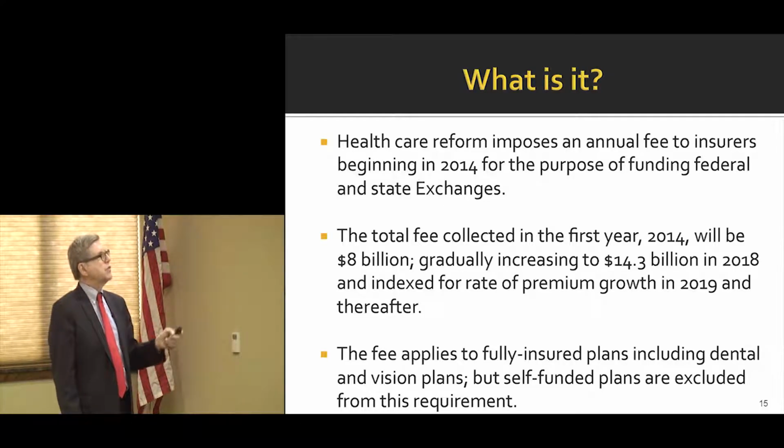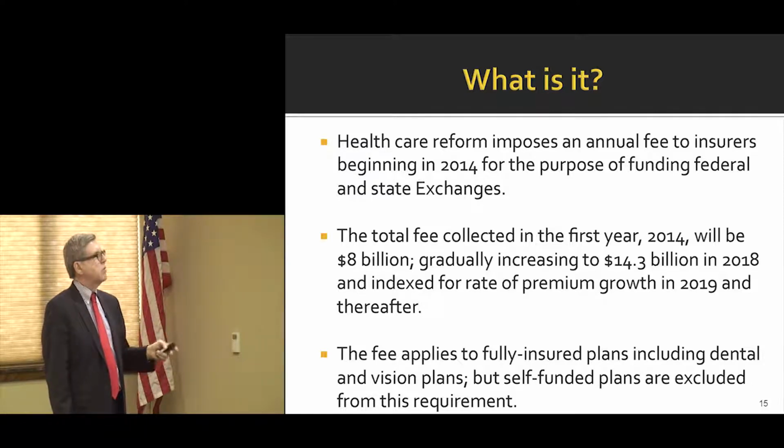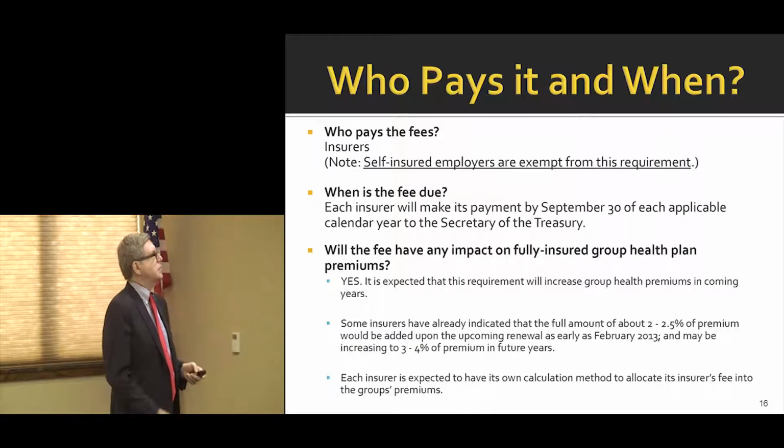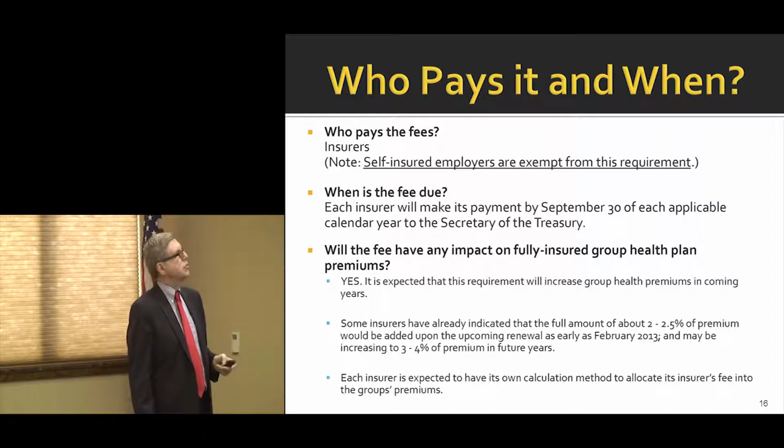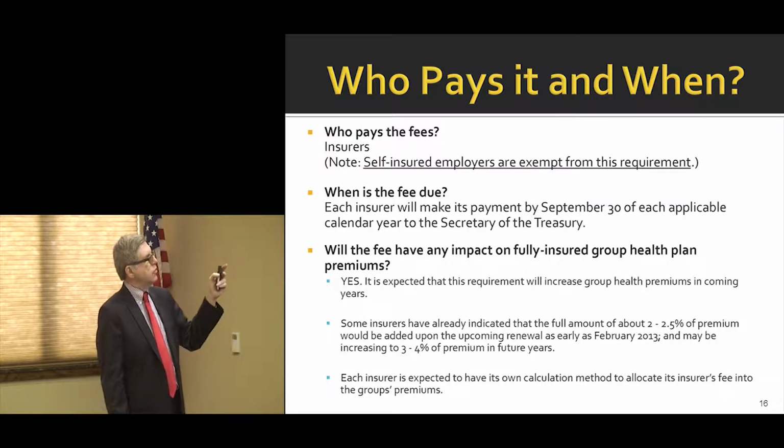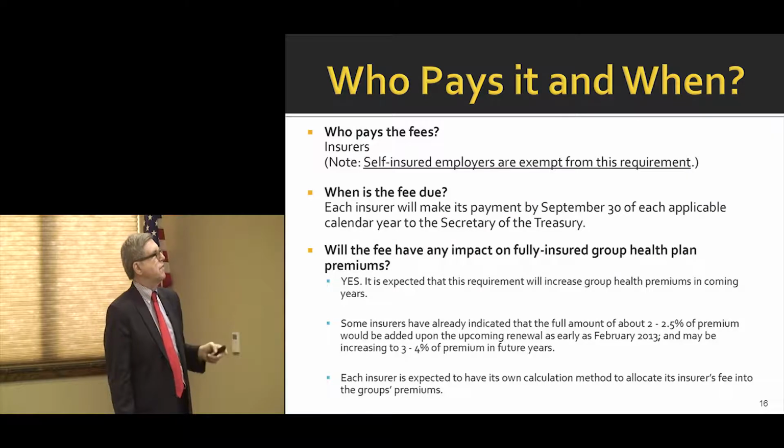Health reform imposes an annual fee on insurers beginning in 2014. It's going to collect $8 billion in 2014. It will increase to $14.3 billion by 2018. The fee only applies to fully insured plans. Again, self-insured plans are exempt. Each insurance company will pay the fee by September 30th of each year.